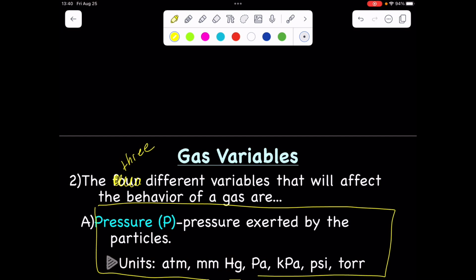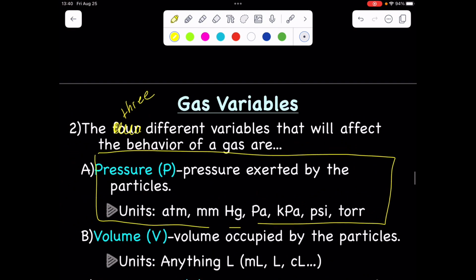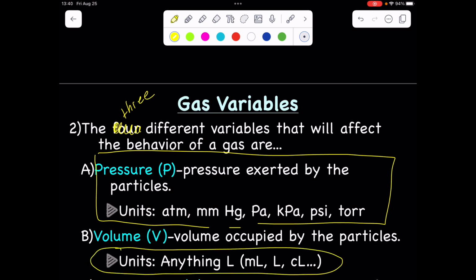Okay, the second variable we're interested in is volume. And volume is the amount of space taken up by the particles. And the units for us are liters, milliliters, centiliters, etc. Again, highlight this in your notes.